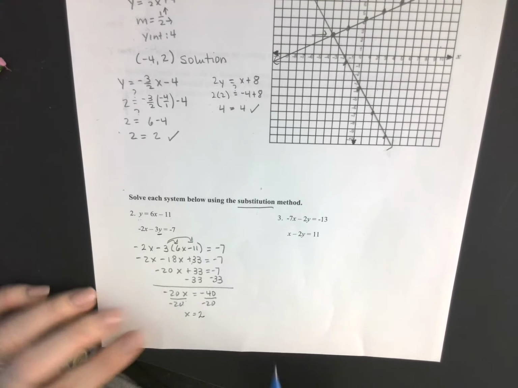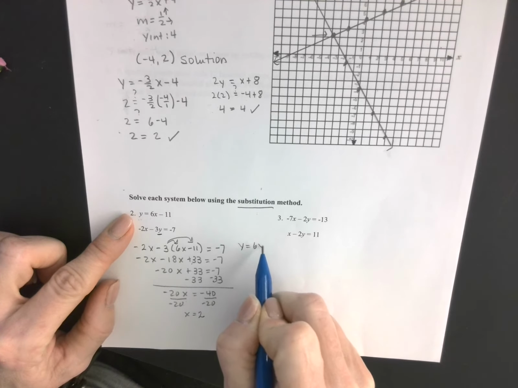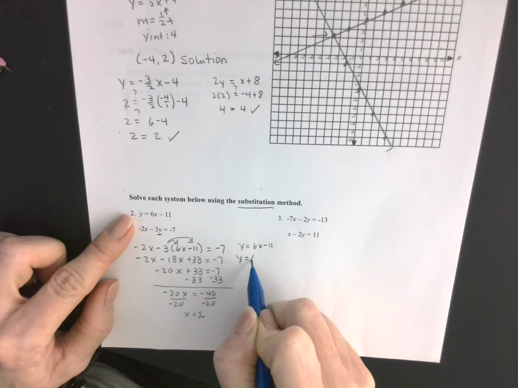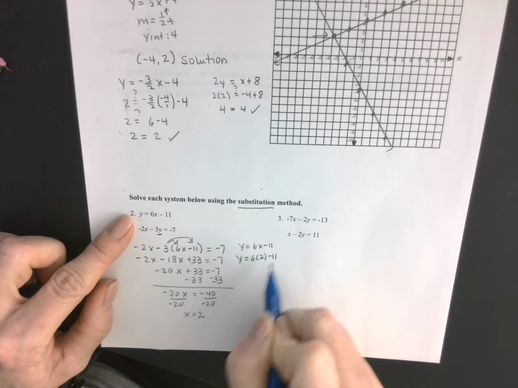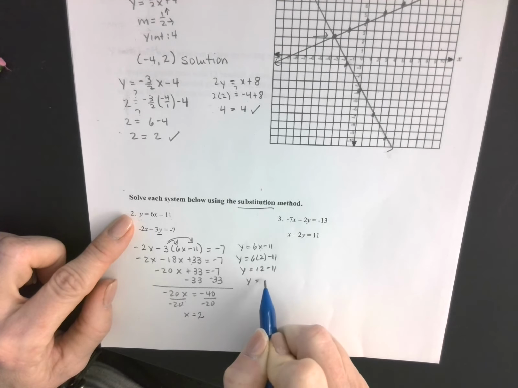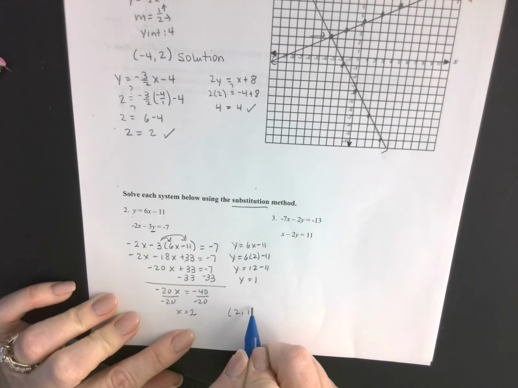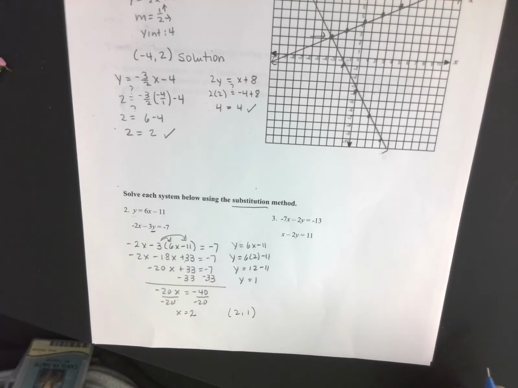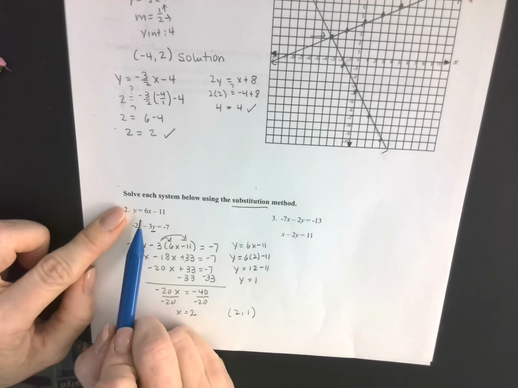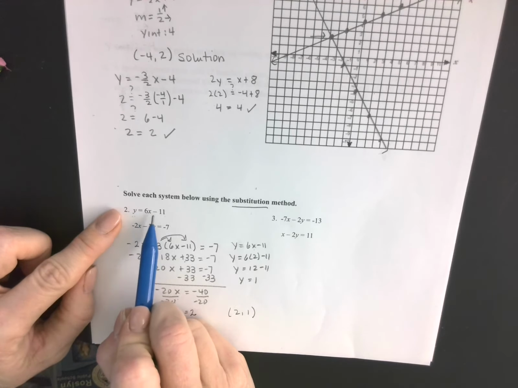Once we find x, we can go back up to the equation y equals 6x minus 11. Substitute the 2 in for the x, so 6 times 2 minus 11. We get y equals 12 minus 11, so y is equal to 1. So our solution as an ordered pair is (2, 1). Let's just do an informal check to make sure our answer is correct. When I substitute in here, does 1 equal 6 times 2 is 12 minus 11, so 1 equals 1.